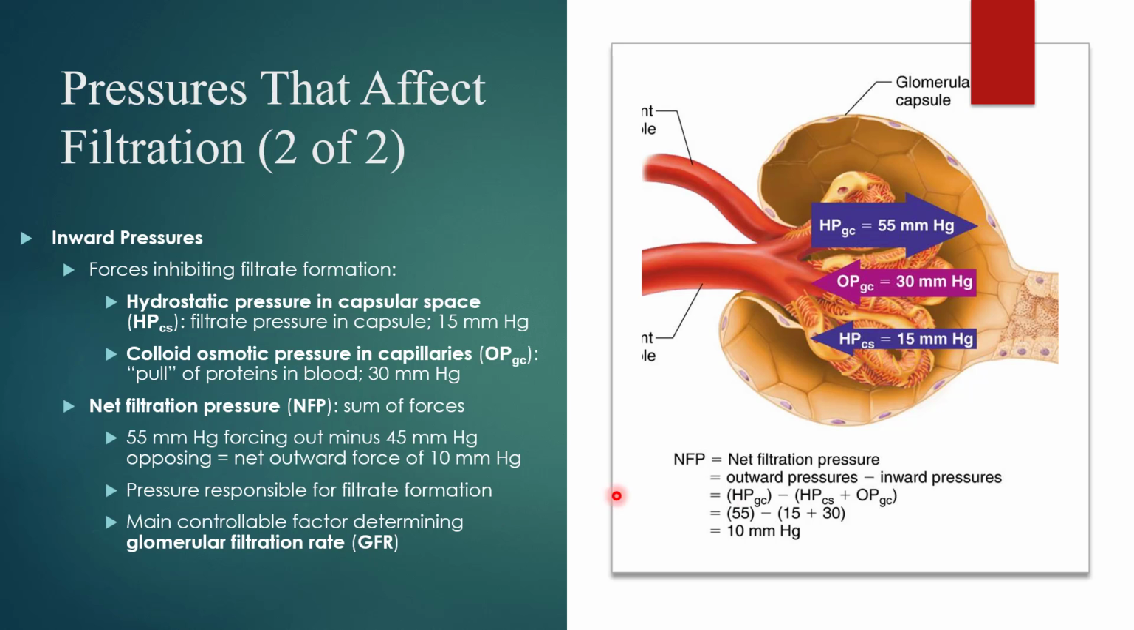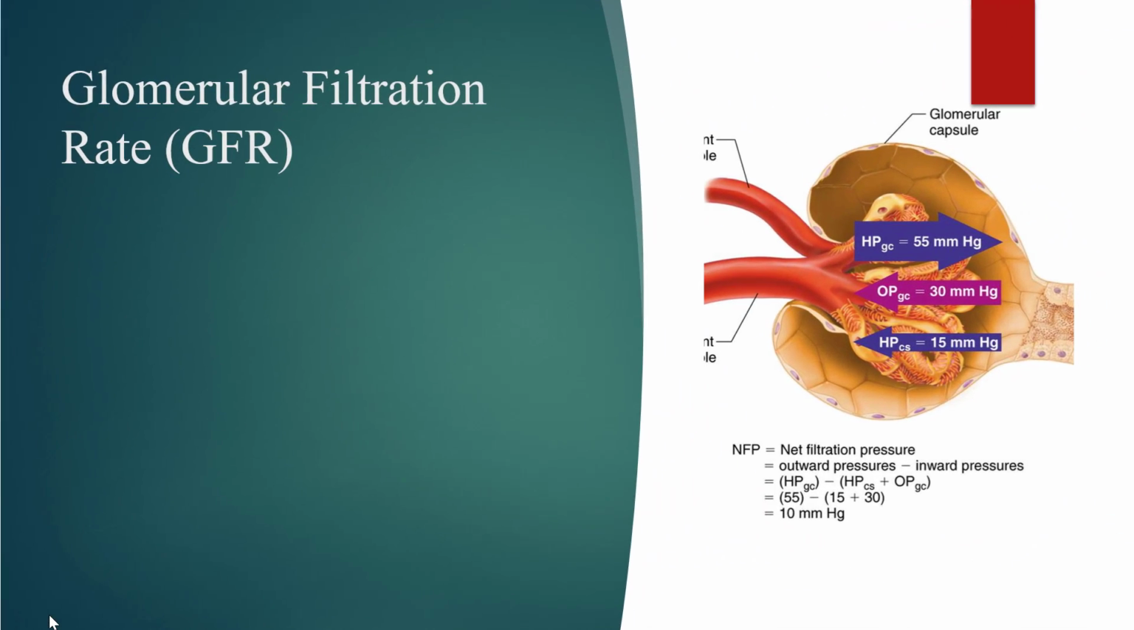If your hydrostatic pressure, which is supposed to be 55, drops down for any reason, and this 10 millimeter would be zero, you're not anymore going to form urine. There won't be any more formation of urine. So the net filtration pressure is dependent on many factors.